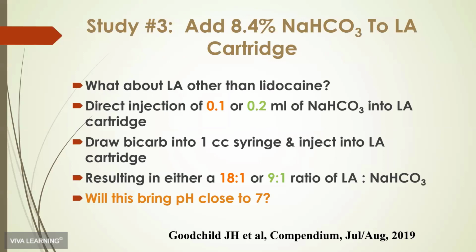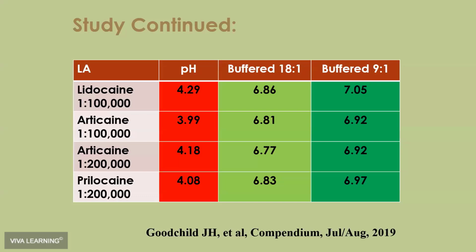Now, here is a very smart study done by Jason Goodchild, and what he did was he said, well, what happens if we just put the bicarb right into the local anesthetic cartridge? What will happen? So they took 0.1 or 0.2 mils of sodium bicarbonate with a 1 cc syringe and injected it into the 4 different local anesthetics.